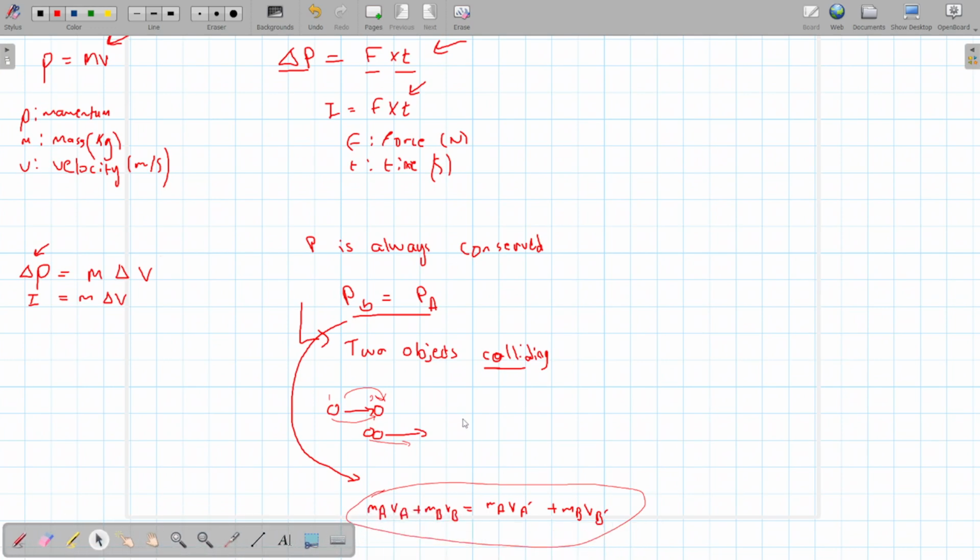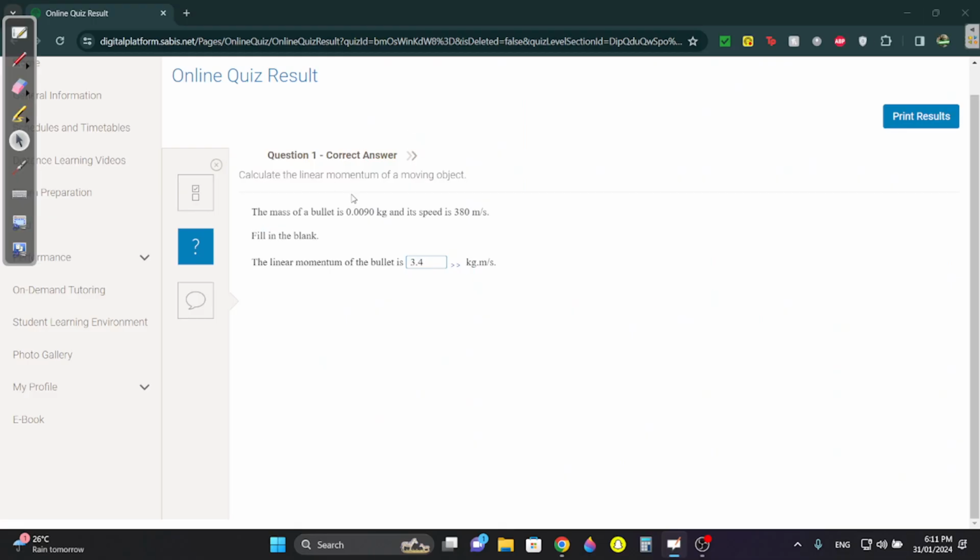So you can screenshot if you want, but if you realize, everything is about momentum. Okay, now let's start solving. The questions are very straightforward, honestly. Question 1, they gave you the mass and they gave you the speed, I mean they gave the velocity. What is the momentum? P equals mv. Easiest one. The mass is 0.009 times the velocity 380. You get 3.4.